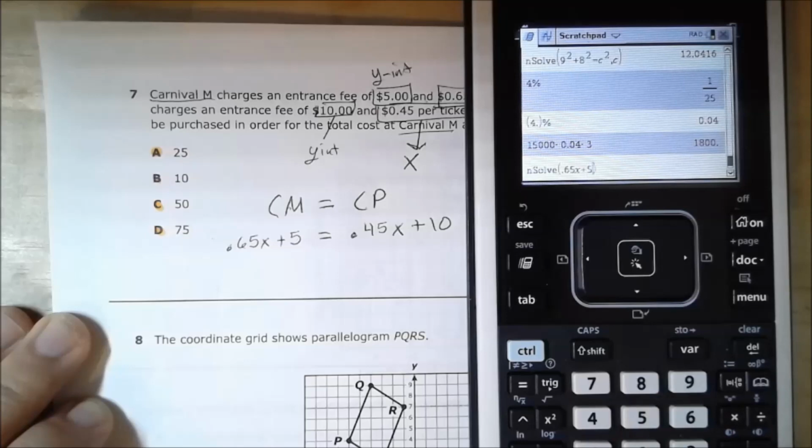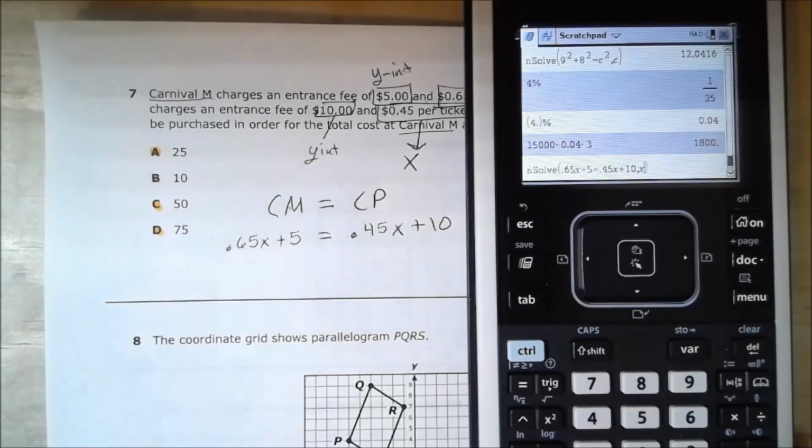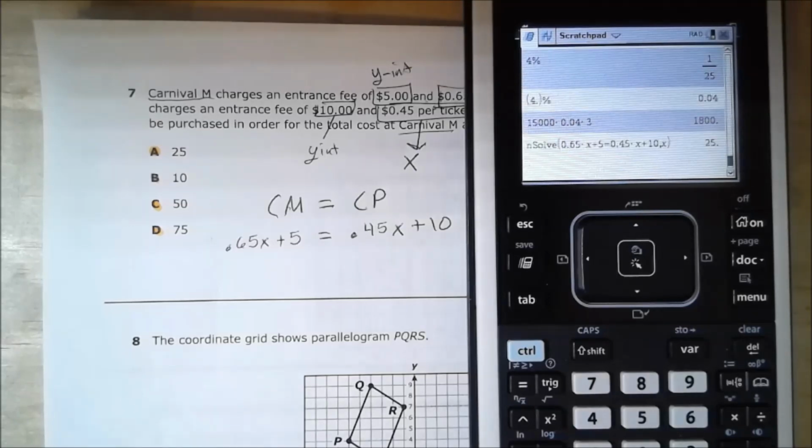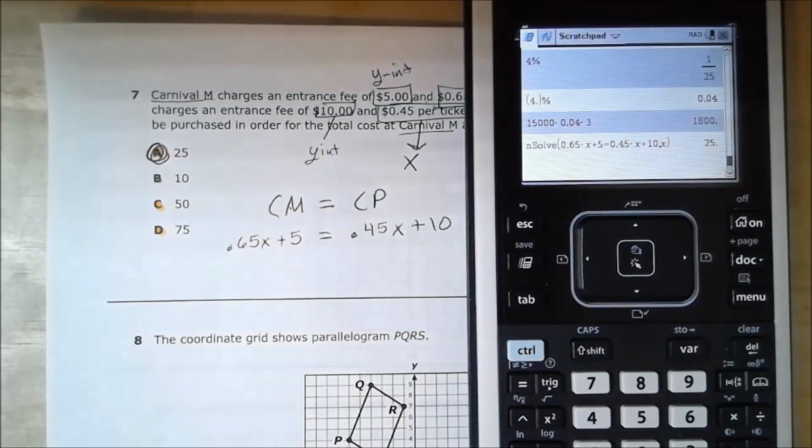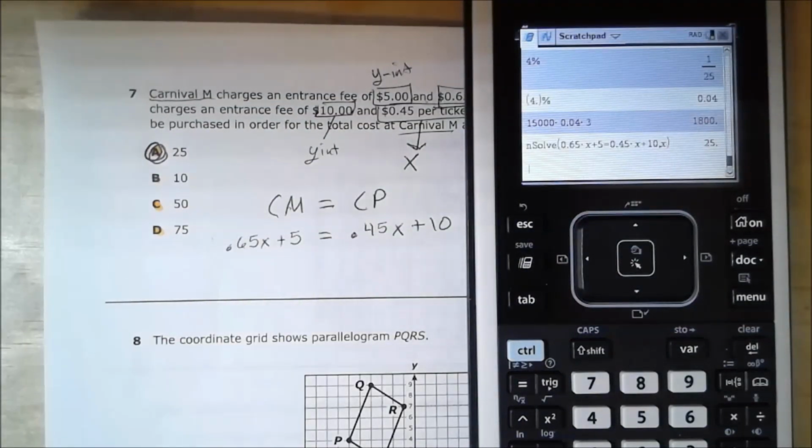plus 5 equals 0.45x plus 10, and then put comma x, because we want to solve for x. That's going to be the point in which they're the same. That's the point in which these two simultaneous equations will actually cross each other on a graph. And it gives us 25. So the correct answer in this case is A. Go ahead and pause this video and go on to the next problem and see if you can do it on your own.